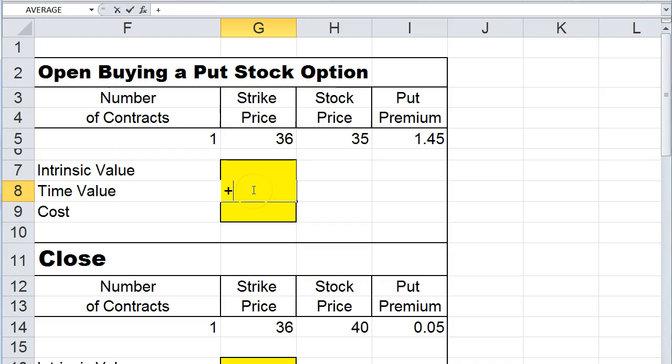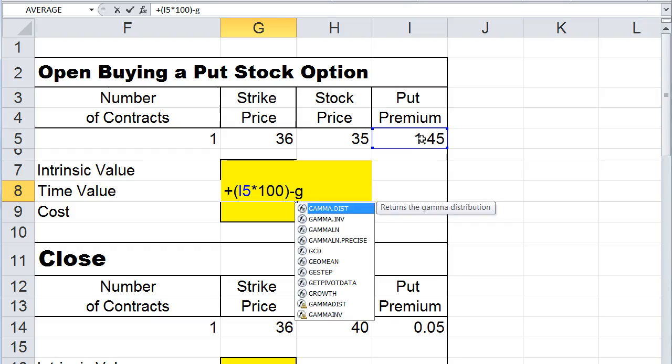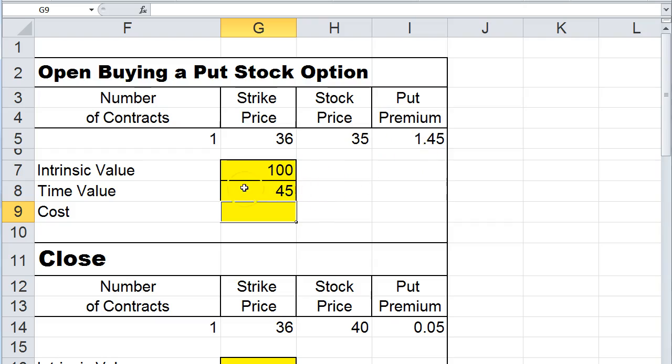Now the time value is going to be the put premium, and I'm going to multiply this by 100, minus the intrinsic value. So the put premium is 45. So together, 100 plus 45 equals the 145 put premium. So the total cost is going to be, sorry, I'm having trouble with this formula. Plus this, plus, there we go. 145 is the total cost for buying a put contract.